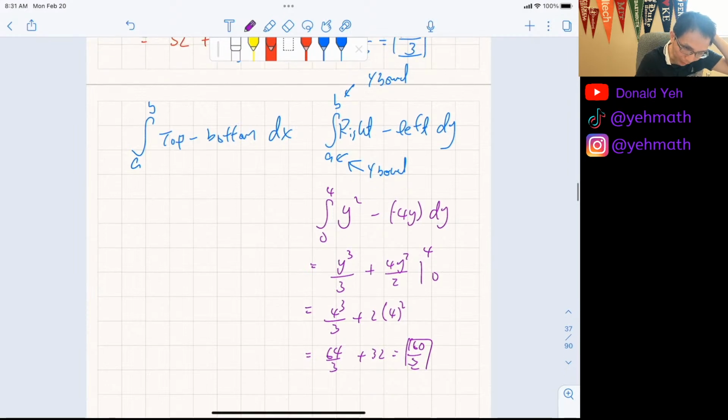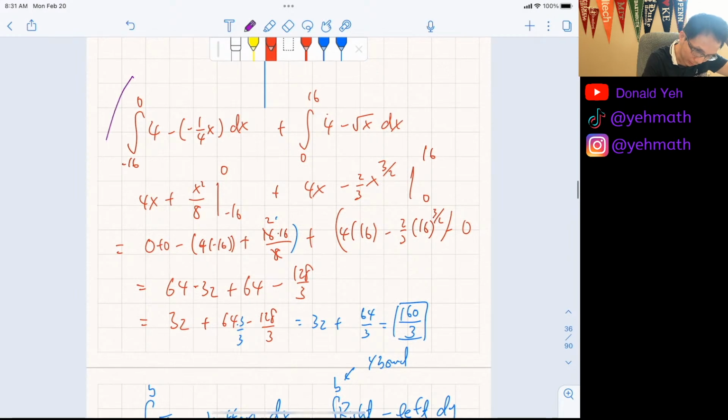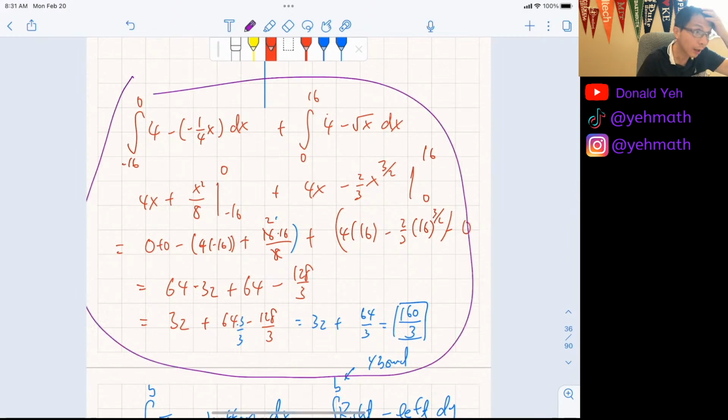See, how much work is this compared to this? So how do you be more efficient? Learning how to pick the right perspective.